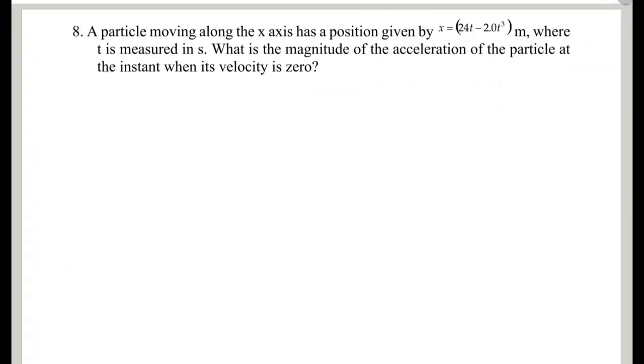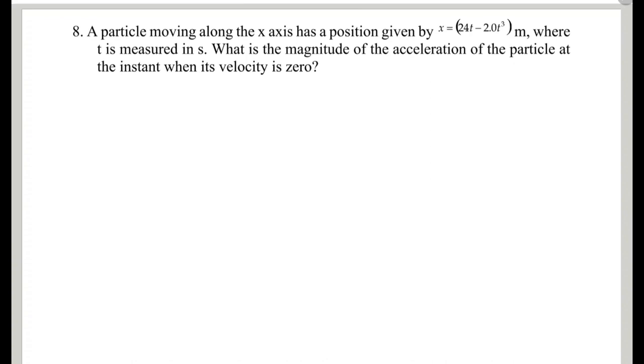A particle moving along the x-axis has a position given by x equal to 24t minus 2t cubed, where t is in seconds and x in meters. What is the magnitude of the acceleration of the particle at the instant when the velocity is equal to 0?